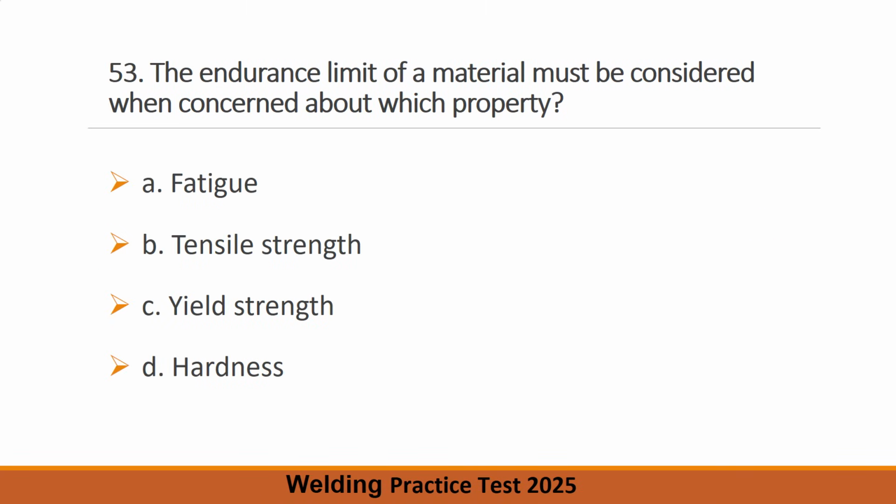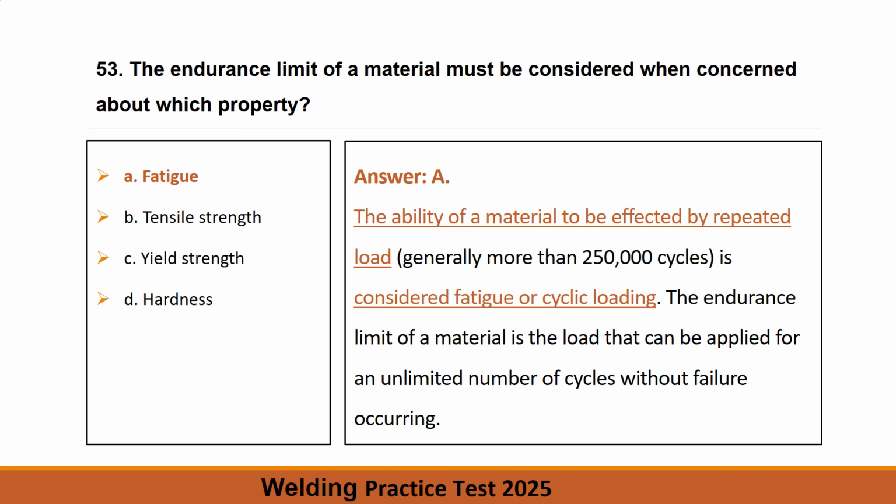53. The endurance limit of a material must be considered when concerned about which property? A. Fatigue. B. Tensile strength. C. Yield strength. D. Hardness. Answer, A. The ability of a material to be affected by repeated load, generally more than 250,000 cycles, is considered fatigue or cyclic loading. The endurance limit of a material is the load that can be applied for an unlimited number of cycles without failure occurring.